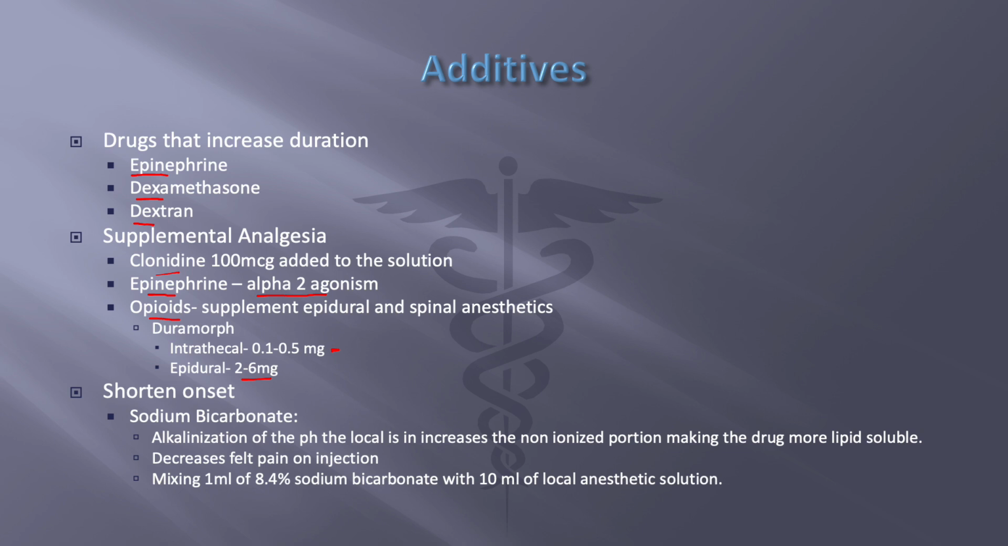All right. To shorten our onset, okay, we're going to alkalize the pH. So we're going to get a higher unionized portion when we inject it. If we combine it with sodium bicarbonate, we alkalize the pH. The local increases the non-ionized portion, making the drug more lipid soluble. All right. This decreases felt pain on injection as well. We usually mix 1 ml of 8.4% sodium bicarb with 10 ml of local anesthetic solution. I don't commonly see this, but it's something that you can do.